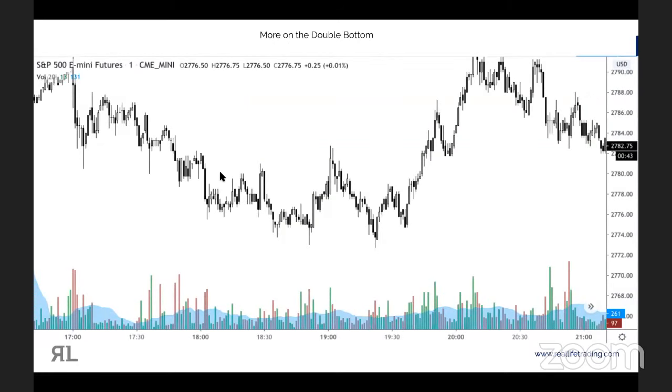So this is the same double bottom. Again, just a little bit zoomed out. Back on the 1 minute chart. Because what's really interesting is, what do I spy up here? Any guesses?